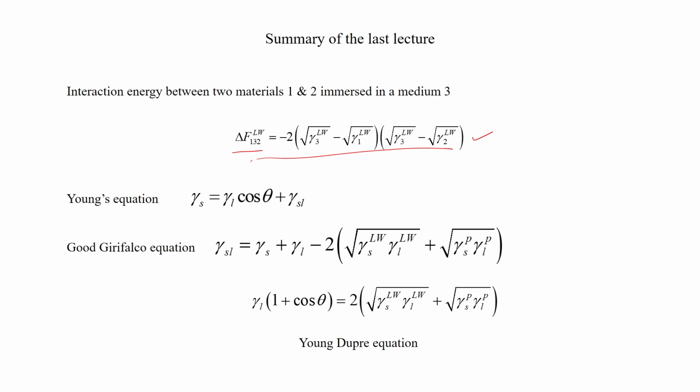We also presented Young's equation, which we have not yet proved, but we will. Then we presented the Good-Girifalco equation, and we said that gamma SL can be written in terms of these quantities. Both equations can be combined to write this particular equation, and this is called the Young-Dupré equation.